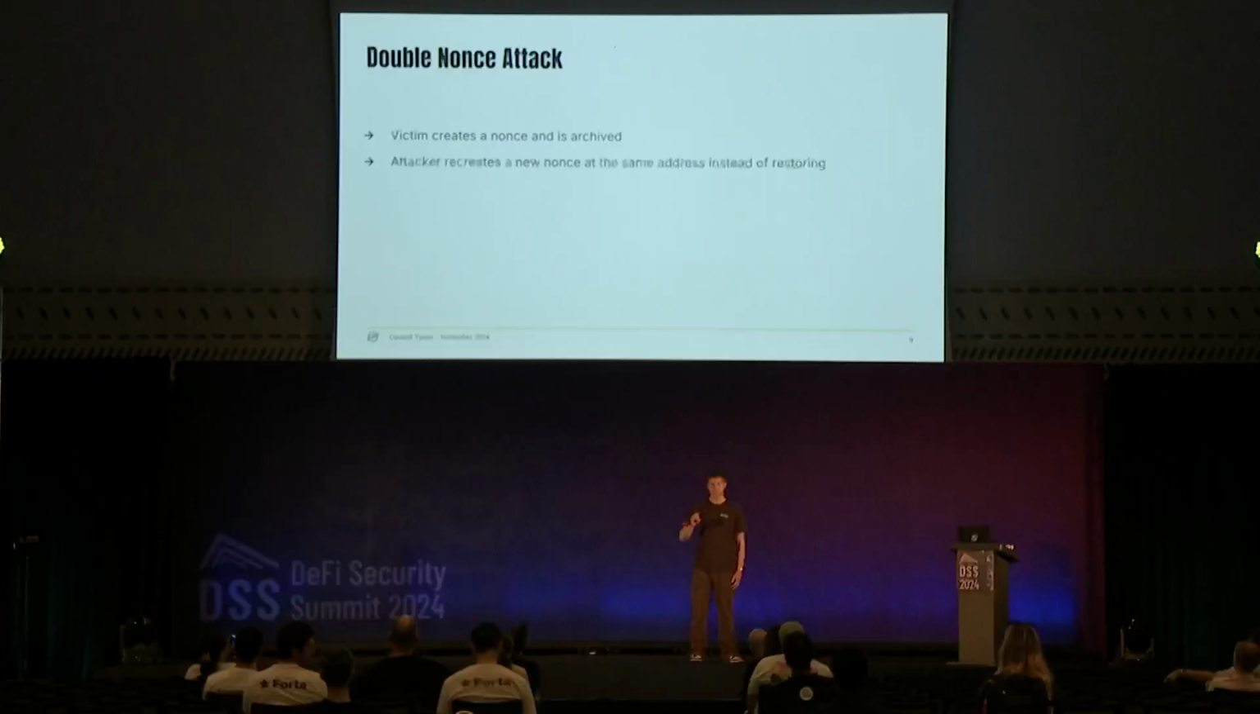The final attack I want to consider is what's called the double nonce attack. And so in this attack, I'm going to have a victim that creates a nonce, a deterministic key, and that nonce is going to become archived. Now, what the attacker is going to do is, instead of restoring the nonce value that does exist in the archive, it's instead going to recreate the nonce at the exact same key, but with a different value.